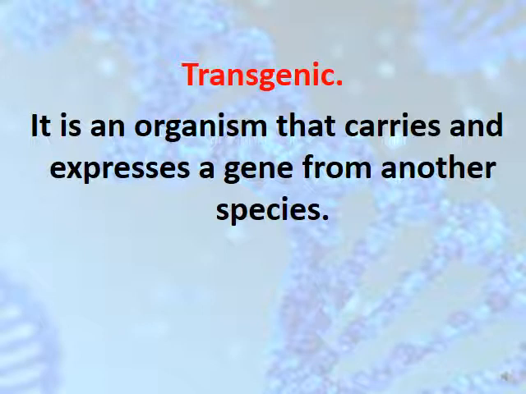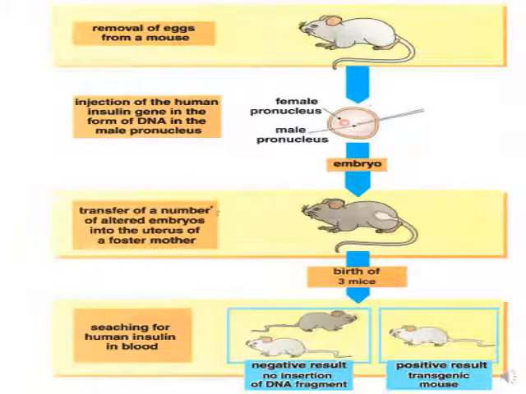So as I said, transgenesis is the process where a gene is transferred from one species to another, and this gene will be expressed in the latter, in the other species. A transgenic is an organism that carries a gene from another species. Let's move to this experiment.